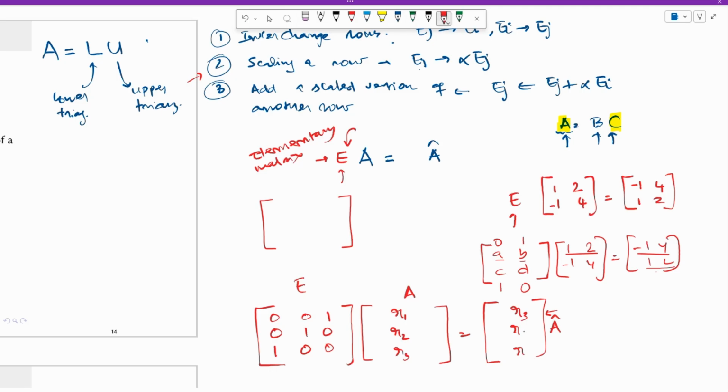I want 1, 2. Now tell me what it is. Yeah, it'll be 0, 0, 1. That's all. Now tell me, if I want to exchange rows i and j for a general n cross n matrix, what would this matrix look like?